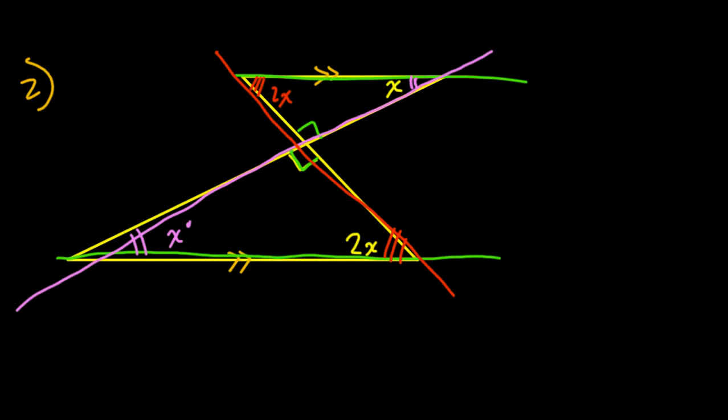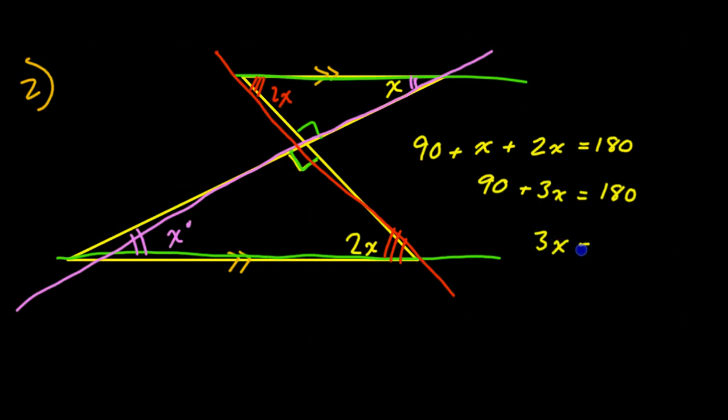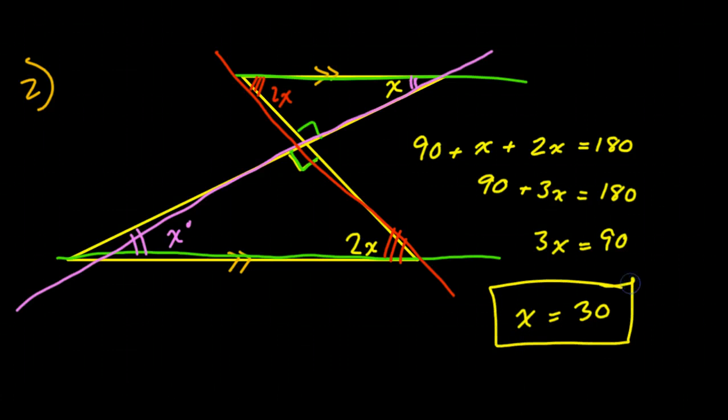So now it doesn't matter which triangle we use. Either way you look at it, it's going to be 90 plus X plus 2X equals 180. And we can solve this through. We'll get 90 plus 3X is 180. And subtract 90, so we're left with 3X equals 90. Divide by 3 and you are left with X equals 30. So we had to apply a couple of different things here, guys, parallel lines as well as triangle sum theorem to be able to calculate that.